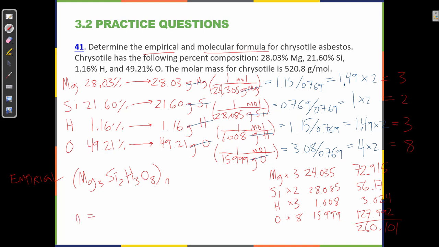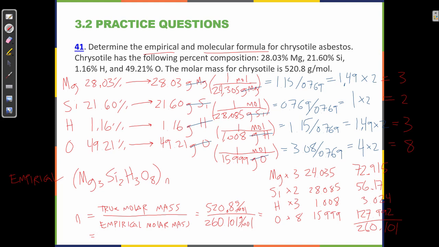All right, so the N equals the true molar mass divided by the empirical molar mass. So the true molar mass is 520.8 grams per mole. The empirical molar mass is 260.101 grams per mole. So 520.8 divided by 260.101 equals 2.002.